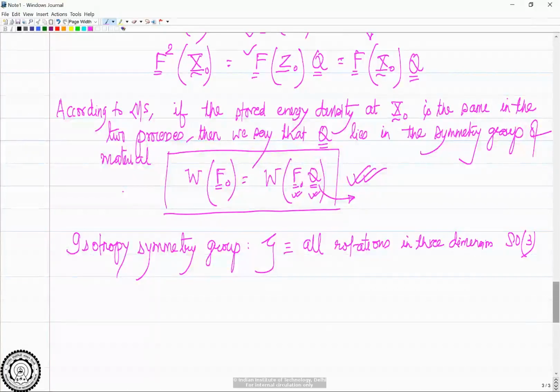Okay, sir. Yes, very good. For a transversely isotropic material, the symmetry group will be all rotations about that axis, and it is denoted by SO2. All such rotations about that axis are denoted by SO2.